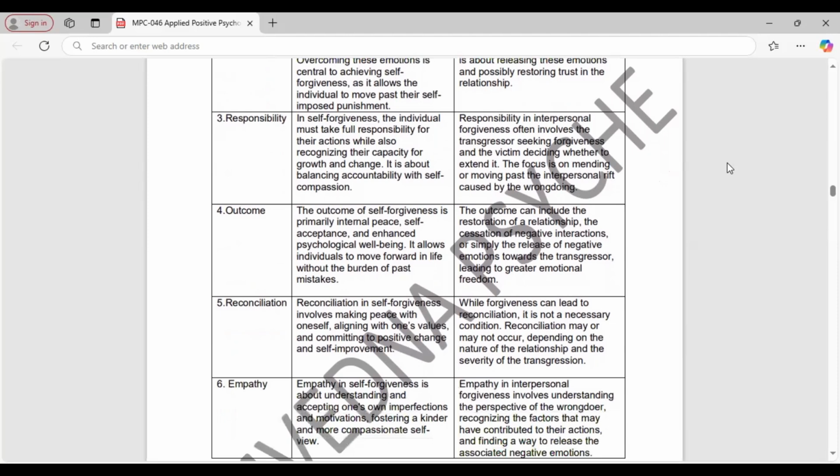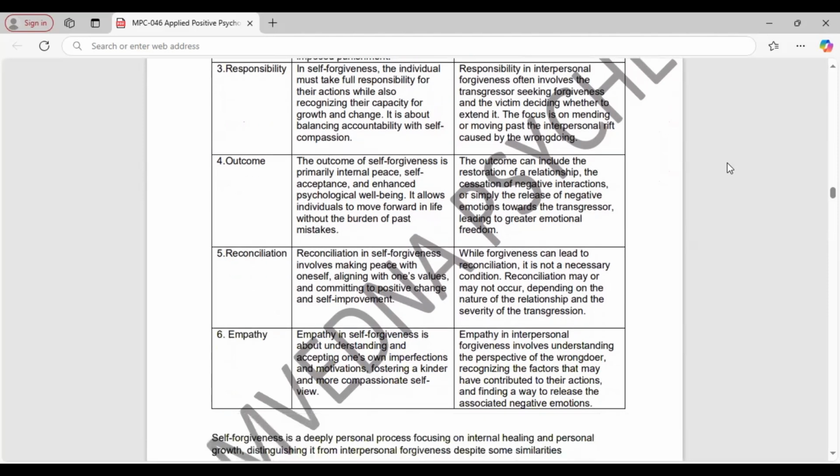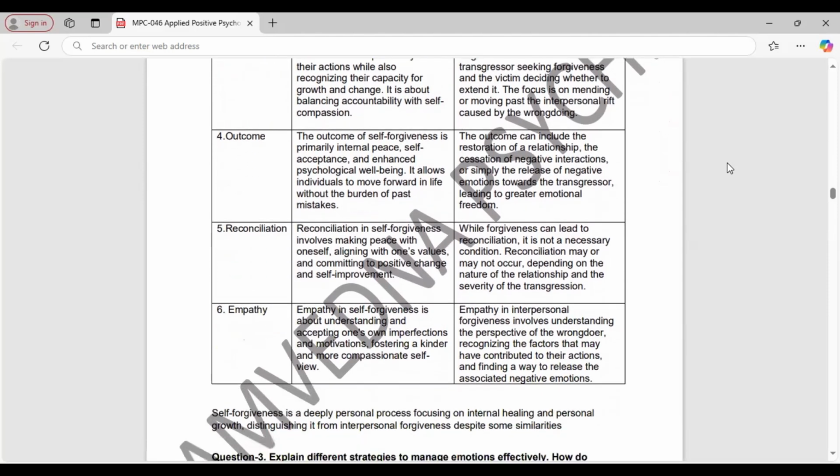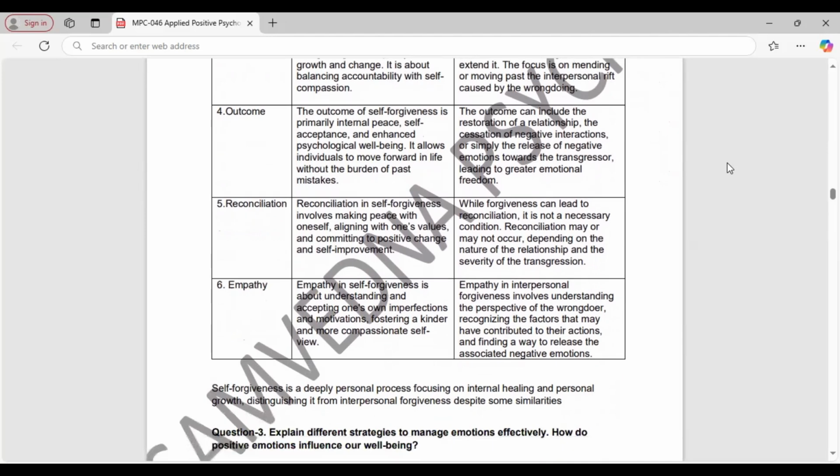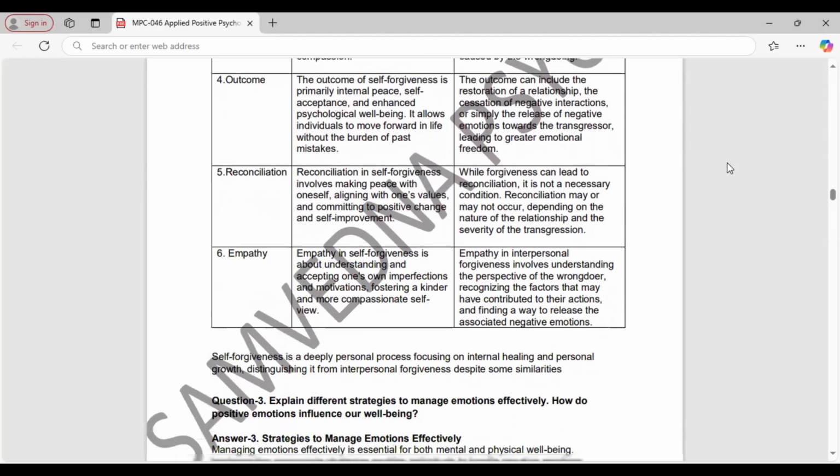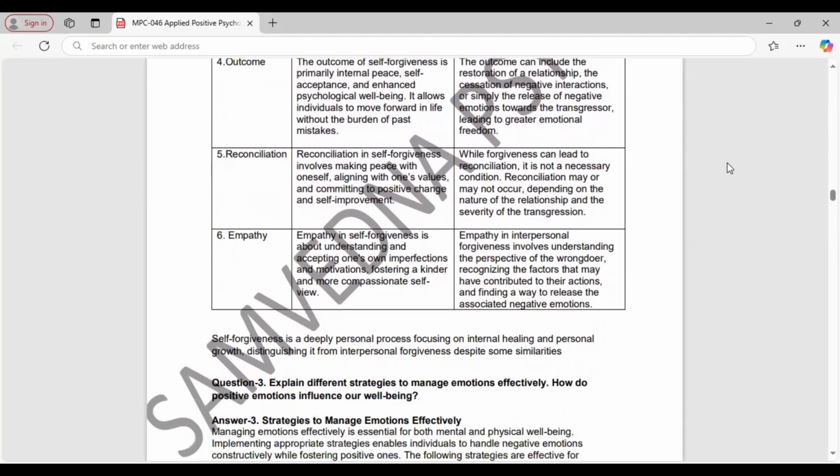Reconciliation. Self forgiveness involves making peace with oneself, while interpersonal forgiveness may or may not lead to reconciliation, depending on the relationship. And lastly, empathy. Self forgiveness fosters self compassion and understanding of one's imperfections, while interpersonal forgiveness involves empathy for the wrongdoer. Thus, self forgiveness is a personal and healing process that fosters personal growth, emotional resilience, and self compassion. It is distinct from interpersonal forgiveness as its focus is inward, aiming for internal peace and self acceptance.